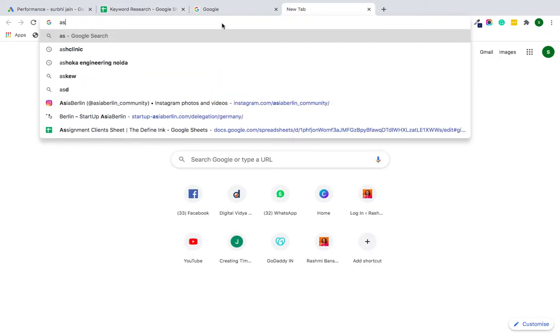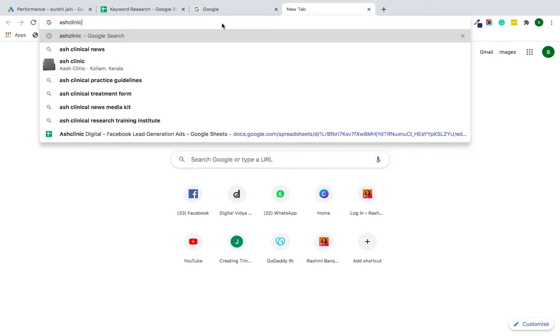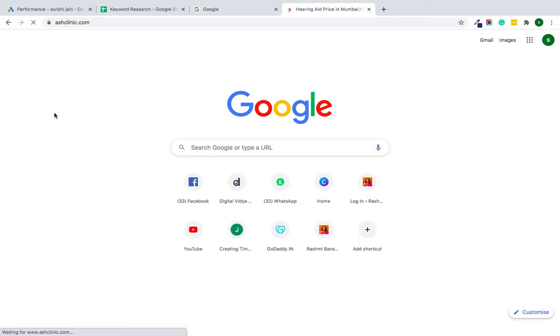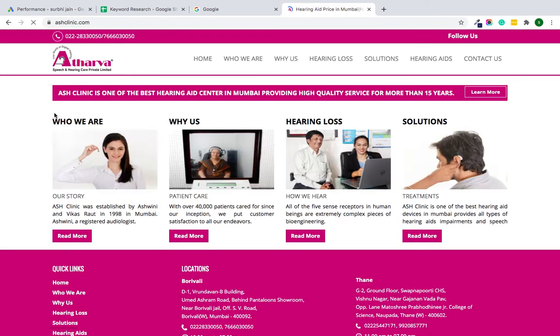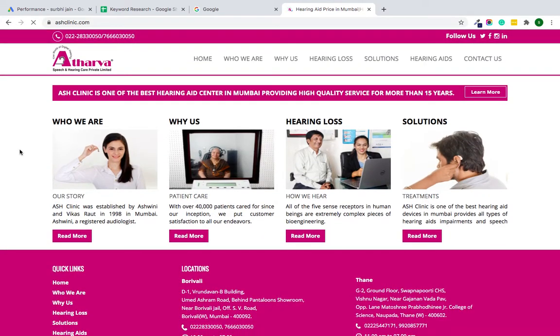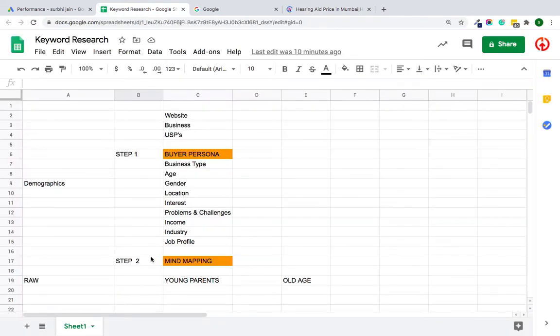Here we are taking a use case, since we have to take a use case to understand how the keyword research procedure takes place. So here I'm taking a hearing aid clinic which is in Mumbai to understand the procedure better. I have created a template, and that's how we'll start.